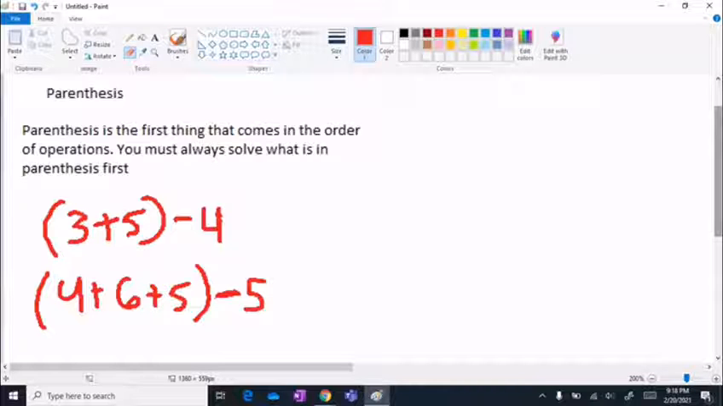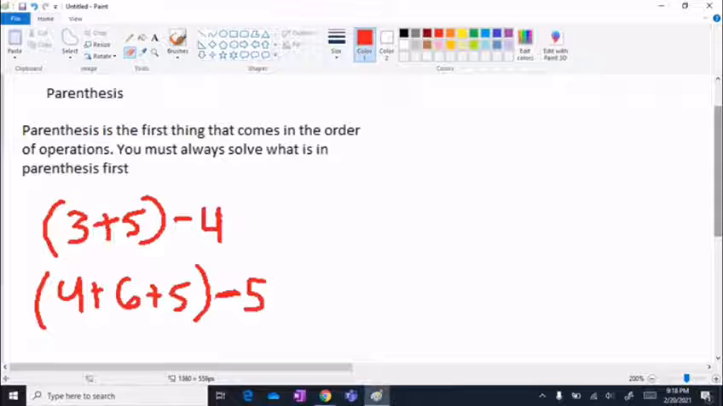So, we're going to start off with parentheses. Based on the description, we know parentheses is the first thing that comes in the order of operations. You must always solve what is in parentheses first. Keep that in mind. So, we have two examples here. The first one is 3 plus 5 minus 4, and the second one is 4 plus 6 plus 5 minus 5.